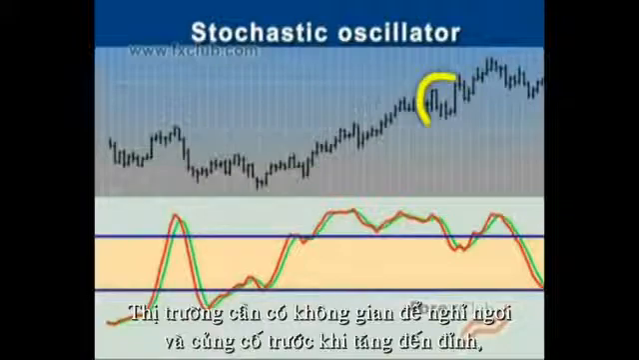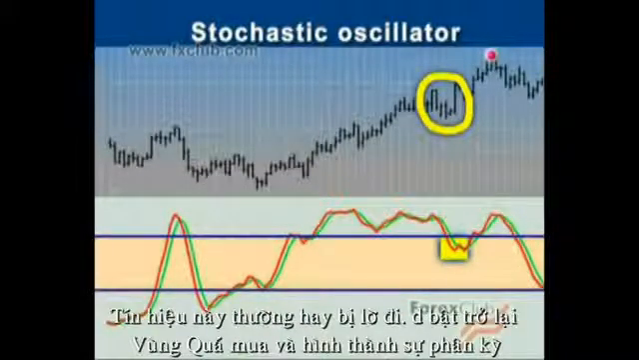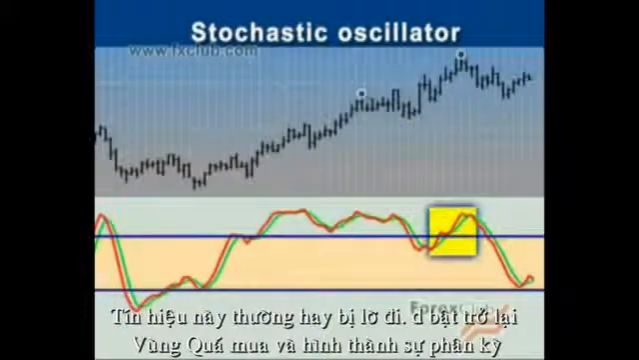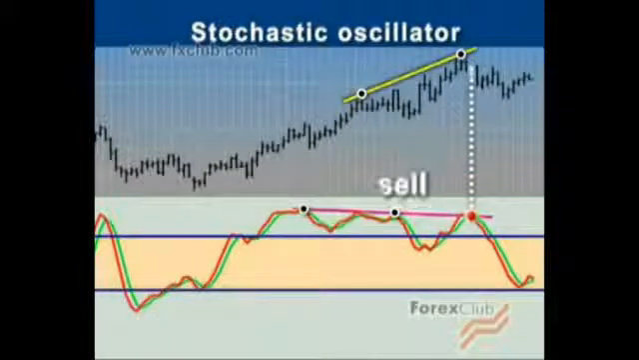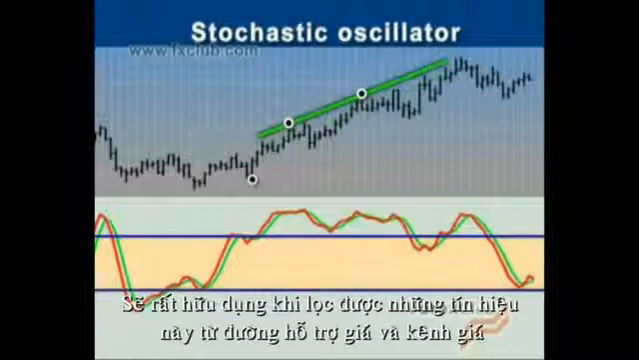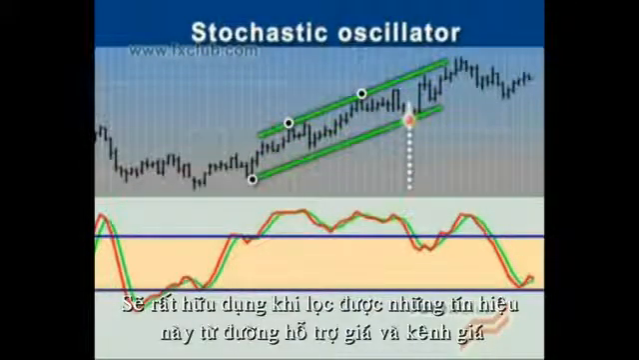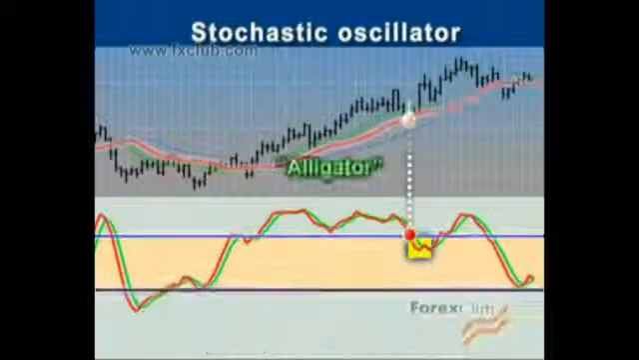The market needs to have a breathing space and consolidate before reaching its top, and at that moment line D leaves the upper zone and starts falling. This signal is usually ignored. D returns to the overbought zone and can form a divergence, and the crossover of K and D provides an excellent shorting opportunity. Great help with filtering these signals can be had from the price support and channel line and from the alligator, both of which we discussed earlier. Take a look.